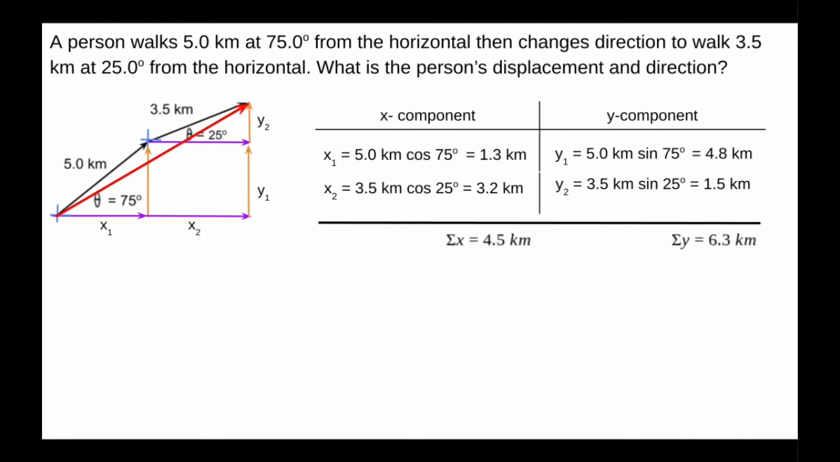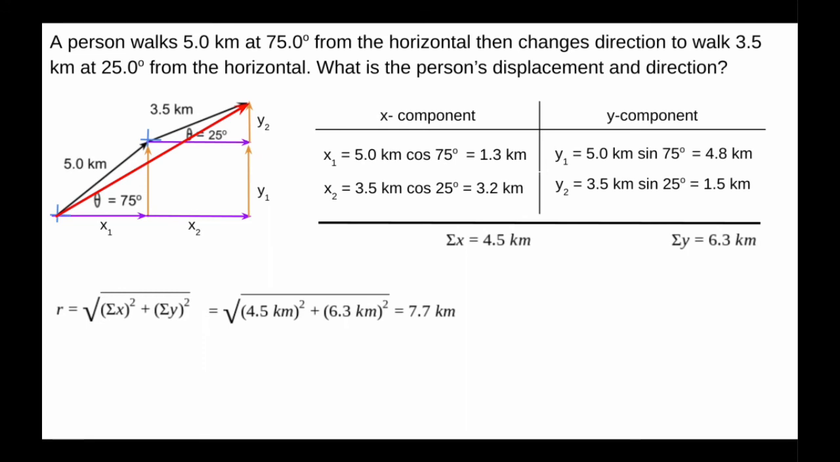Now, I bet you can figure this out. We're going to use Pythagorean theorem. Using Pythagorean theorem, we can find the resultant vector. That's the red vector. That's the one that we're looking for. That's going to give us our displacement. We put in our values for our sums for x and for y, square them, square root, and you're going to get 7.7 kilometers. So the displacement from the original position to the final position is 7.7 kilometers.